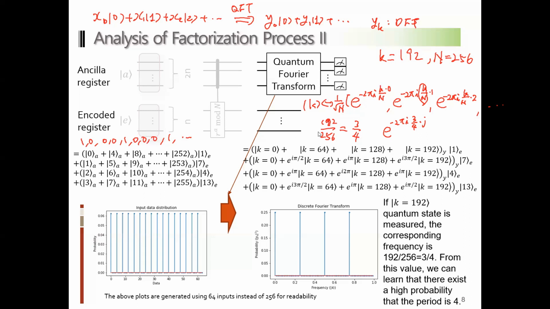So this is the end of the explanation about Shor's algorithm. And more properties can be found by working out some of the homeworks.